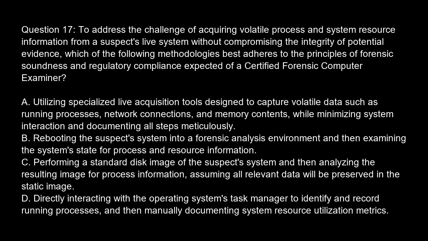Option B, rebooting the suspect's system into a forensic analysis environment and then examining the system state for process and resource information. Option C, performing a standard disk image of the suspect's system and then analyzing the resulting image for process information, assuming all relevant data will be preserved in the static image. Option D, directly interacting with the operating system's task manager to identify and record running processes, and then manually documenting system resource utilization metrics.